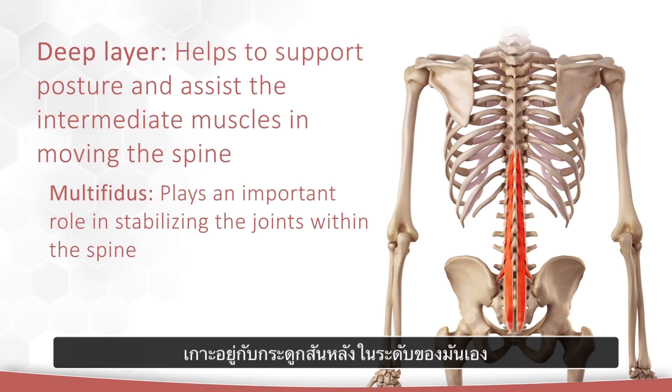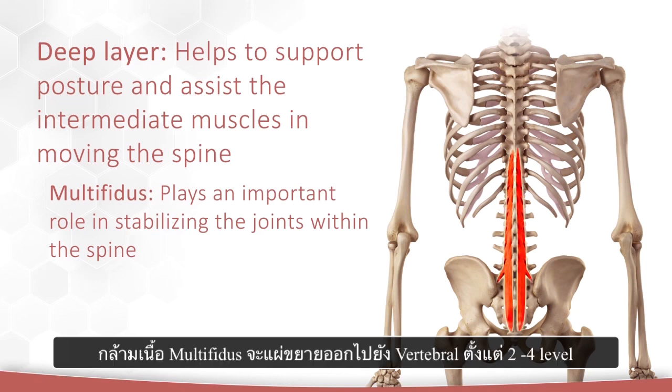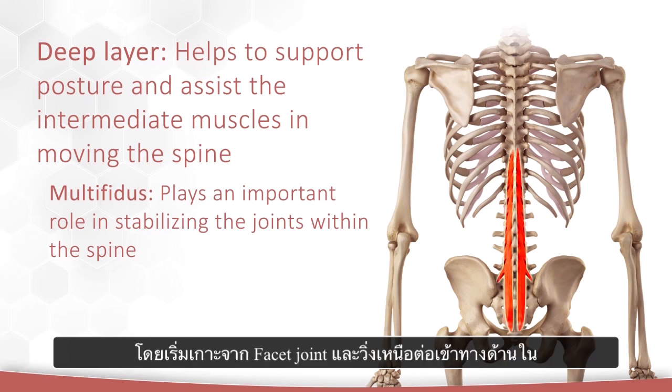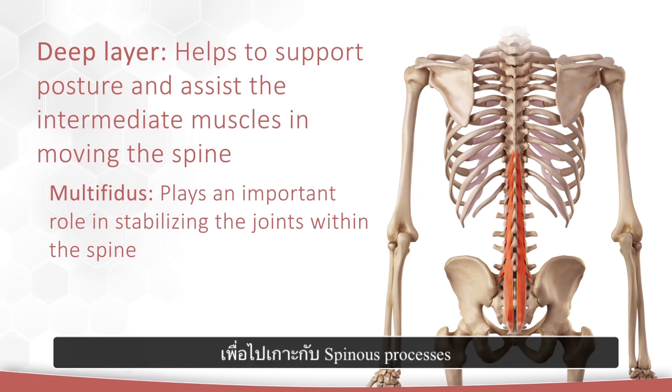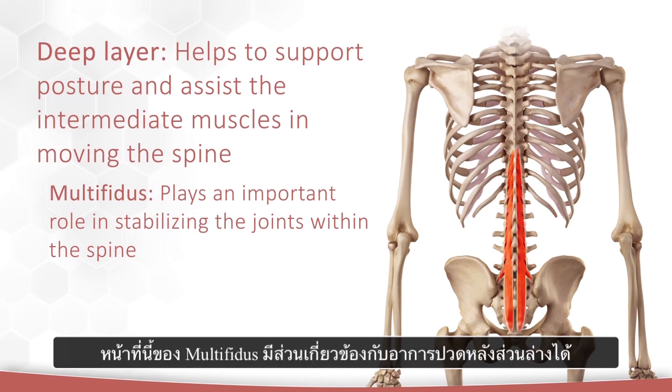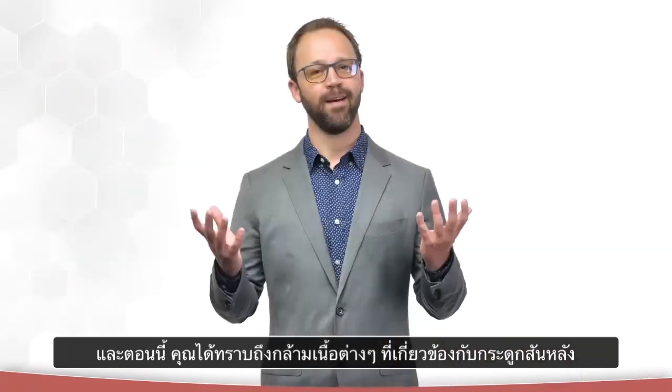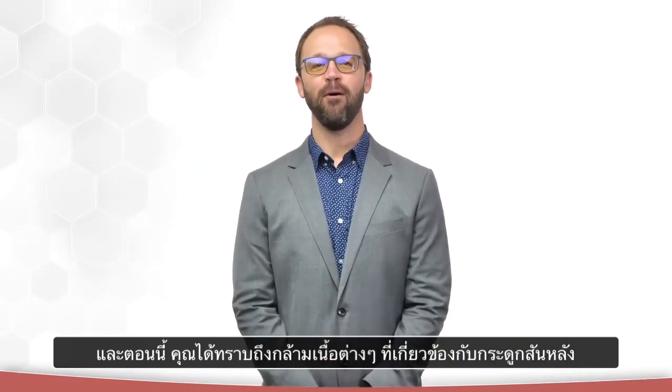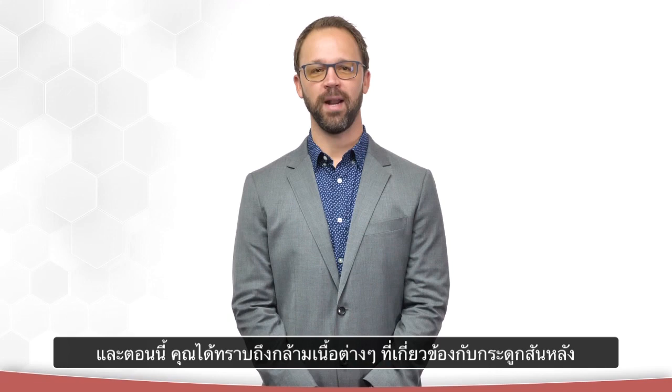Located just superficially to the spine itself, the multifidus muscle spans 2 to 4 segments and works to stabilize these joints at each segment. The multifidus muscles originate at the facet joints and travel superiorly and medially for 2 to 4 segments and attach on the spinous processes. Dysfunction in the lumbar multifidus muscles is strongly associated with low back pain. And that's it. You now know about the primary muscle groups of the torso that act on the spine.